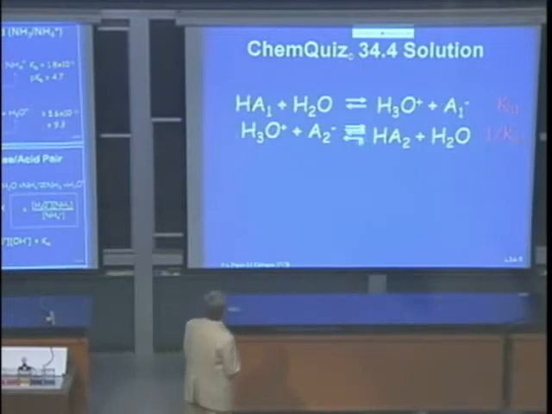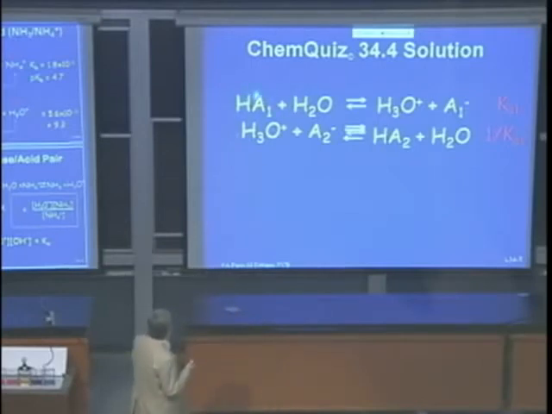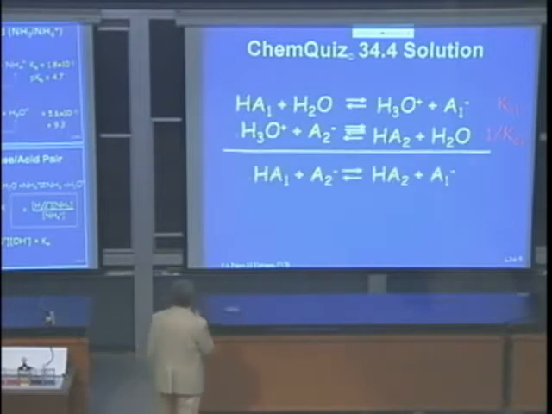So now, forget these arrows. If we subtract the arrows, we're not going to be okay, all right? So this is HA1 plus A2 minus, and this one here cancels against this one, and this one cancels against this one. So it's HA1 plus A2 minus gives HA2 plus A1 minus. So now we add it up. That's what I just did.